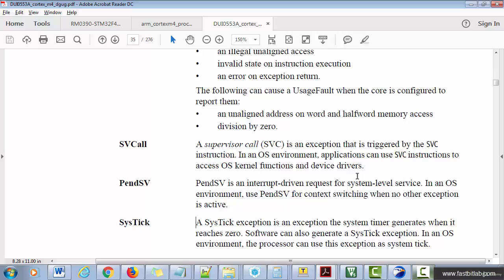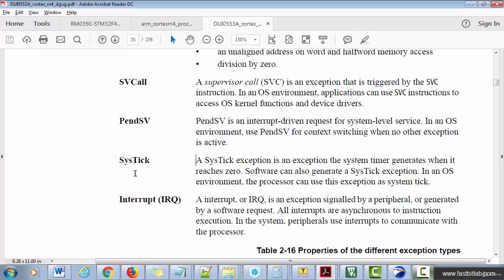All right, so in this lecture I just wanted to show you the supported system exceptions. There are 9 supported system exceptions out of 15, and after the 15 system exceptions, IRQs start. So the 16th exception number is IRQ 1. That's an interrupt.